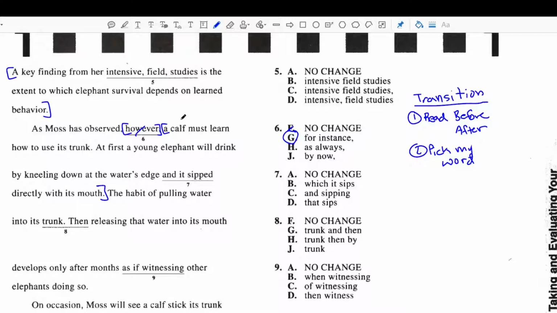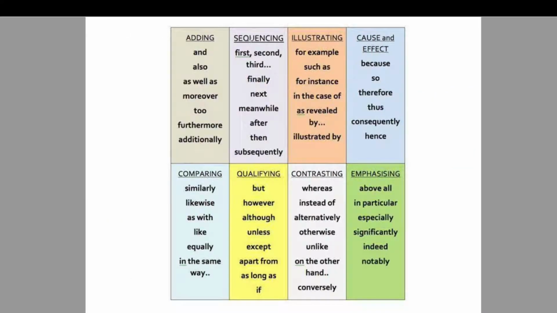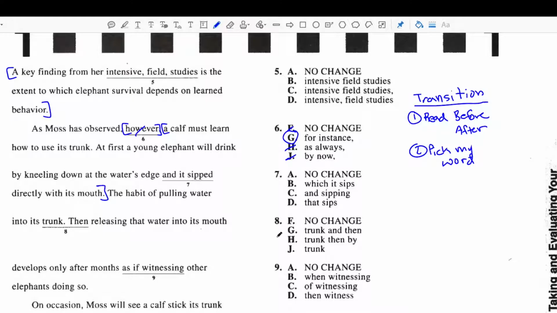As always, as additional and by now is, you could say it's temporal or it's sequential. So I would get rid of those two. And this is how you want to answer transition word questions.